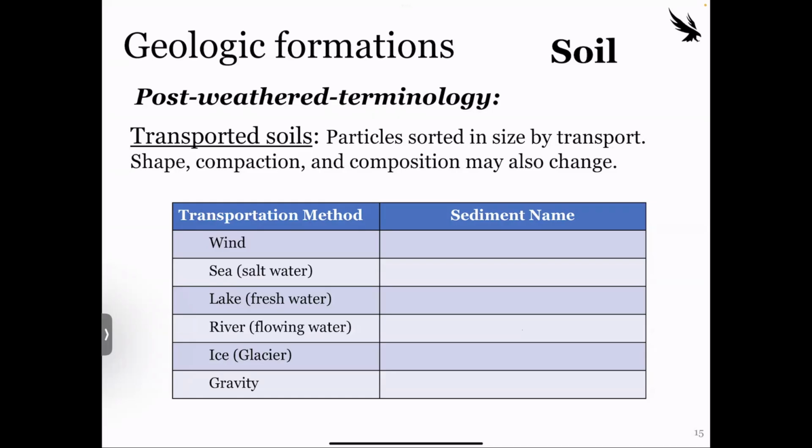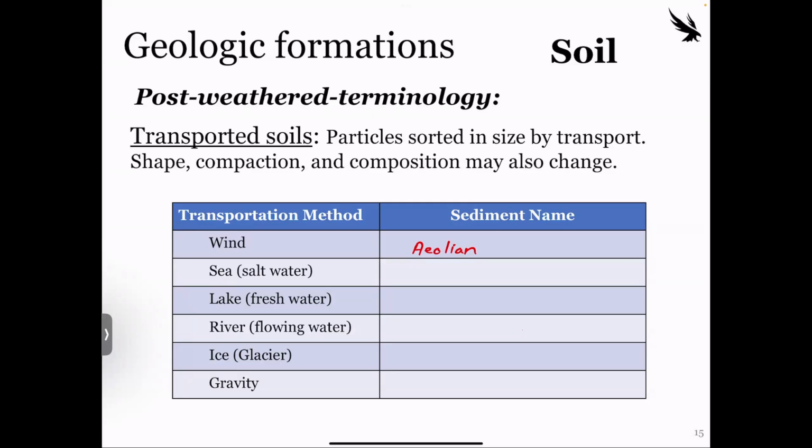If it's transported by wind, it's called aeolian. Let me make sure I spell it right. Aeolian sediment. These words may not be familiar to you, but once you hear them, you'll probably start seeing them pop up, especially throughout the semester when we start diving into the geology resources a little more. So this is deposited by wind. A lot of beach sediment up in the north, like the dunes, is deposited by wind.